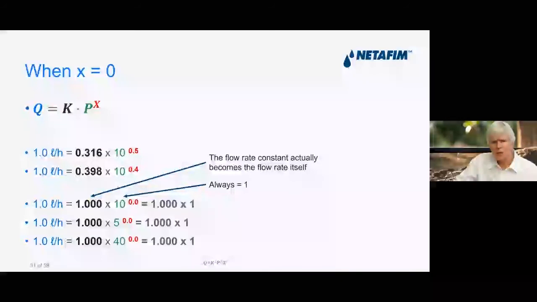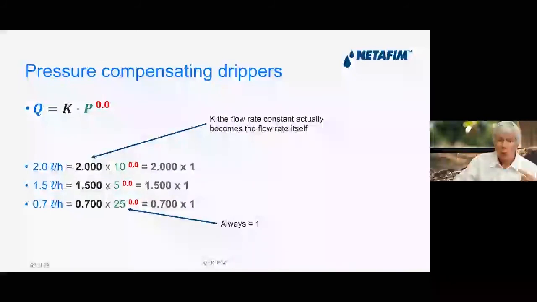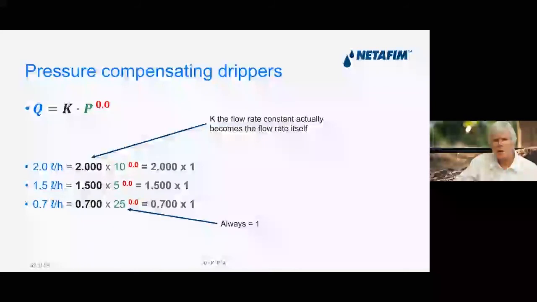So for all three of those pressures, 10 meters, 5 meters, and 40 meters, regardless, the flow rate will always equal 1 litre per hour. And when we apply that to other flow rates, in the upper line there, 10 to the power of 0 times 2 is a 2 litre an hour dripper. 5 to the power of 0 times 1.5 is a 1.5 litre an hour dripper. And 25 to the power of 0 times 0.7 is a 0.7 litre an hour dripper. So you can see that when X is 0, K actually becomes the flow rate of the dripper itself. This is what we call pressure compensating drippers.